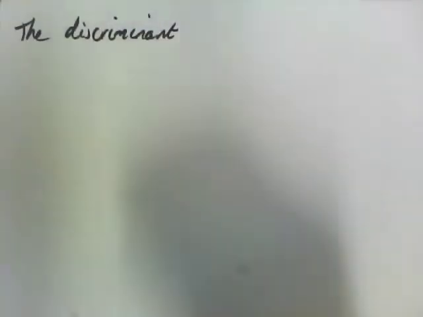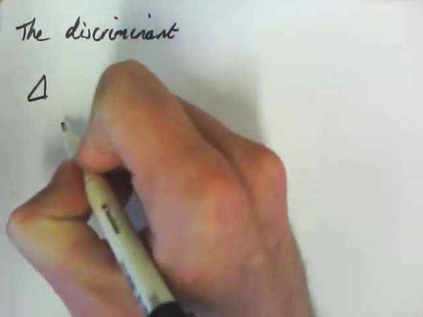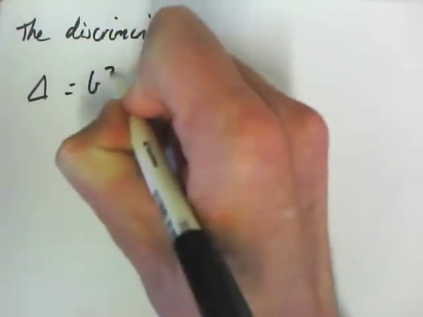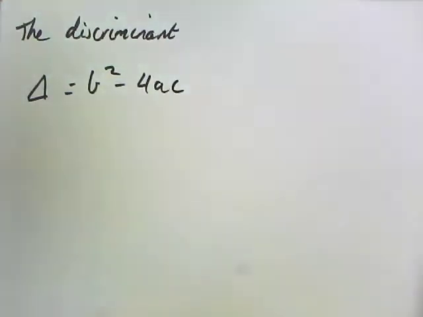In the last video we talked about the quadratic formula. In this video we're going to talk about the discriminant, which is actually part of the quadratic formula. It's the part of the quadratic formula that's underneath the square root. The discriminant has the symbol delta or triangle, and it's b squared minus 4ac.